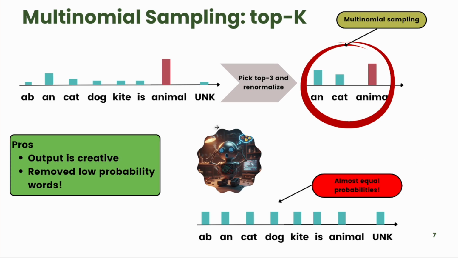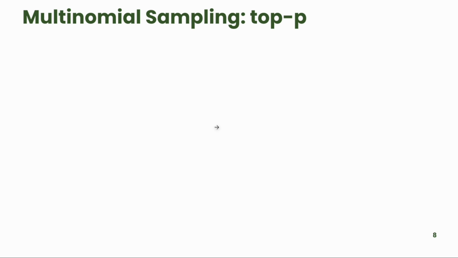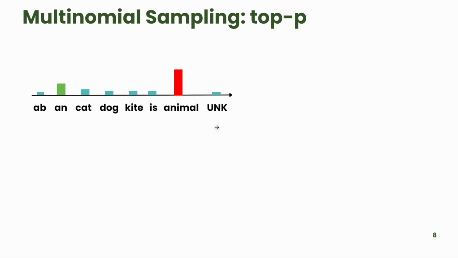So now let's talk about an approach that adapts to the distribution that we have, and this is called the top P approach. In the top P approach, we have a threshold. Let's call it P, and for the sake of discussion, let's have the threshold set at 0.8. So what we do is as follows. First you take the output probability distribution, and then you check which token has the maximum probability. In this case, it's animal, and how much probability is there? 0.6.